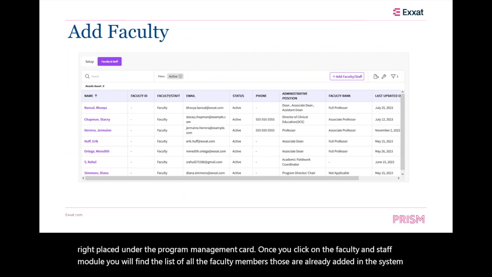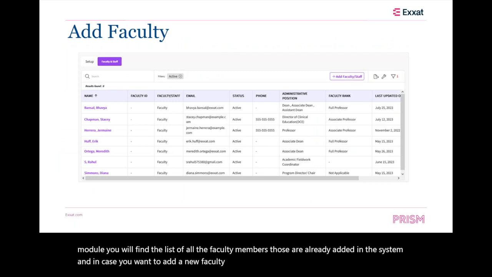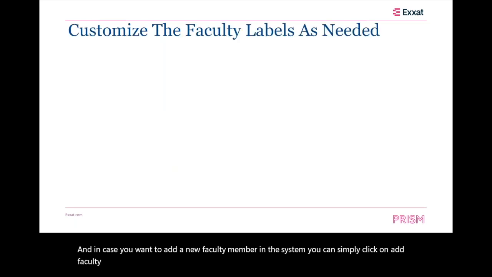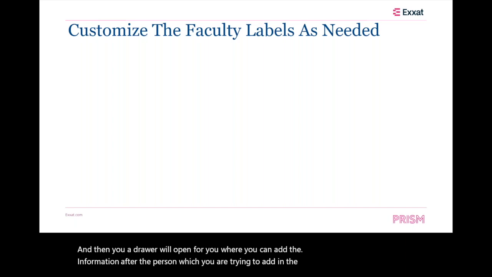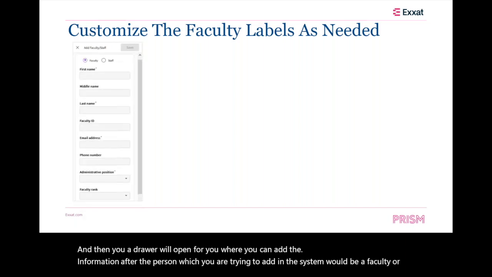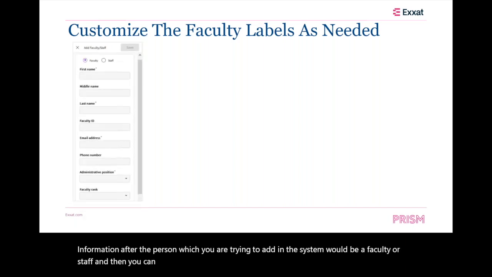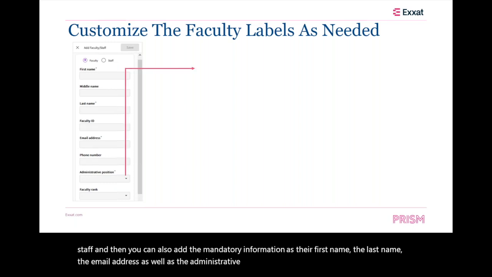And in case you want to add a new faculty member in the system, you can simply click on add faculty member, and then a drawer will open where you can add the information of the person you're trying to add in the system, who would be a faculty or staff. And then you can also add the mandatory information: their first name, the last name, the email address, as well as the administrative position and the faculty rank.